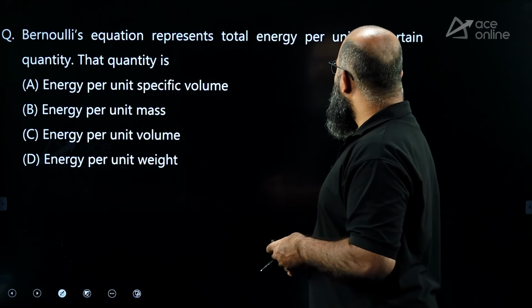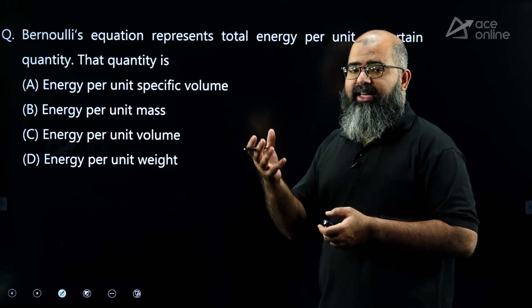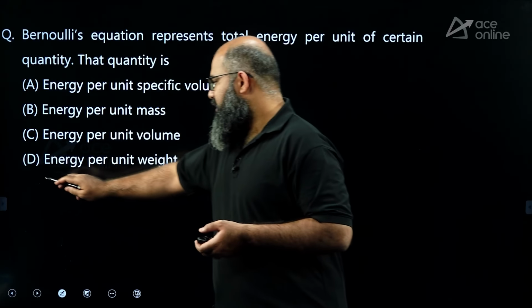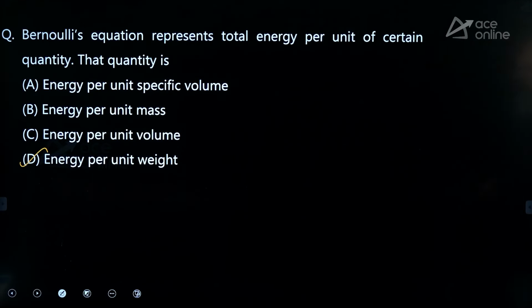Bernoulli equation represents total energy per unit of certain quantity. That quantity is what quantity? The standard form of Bernoulli equation is energy per unit weight form. That is why we get each term in the form of head. So answer is option D, energy per unit weight. Next question.